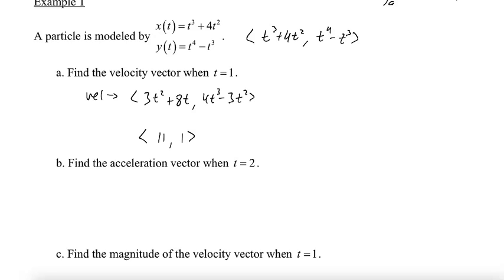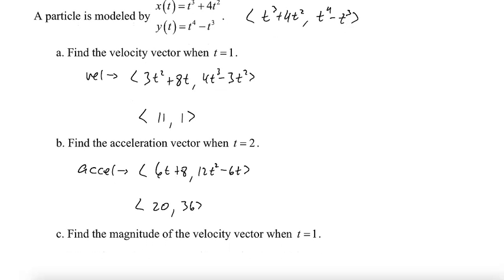Find the acceleration vector when t equals 2. First, I need to find the acceleration vector. So 6t plus 8 and 12t squared minus 6t. I missed a squared here, 12t squared, yeah. And then if I put in 2, that's 12 plus 8 is 20, and 48 minus 12 is 36. There's the acceleration vector when t equals 2.